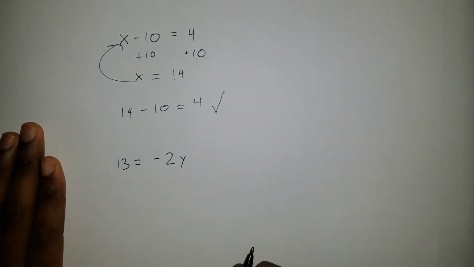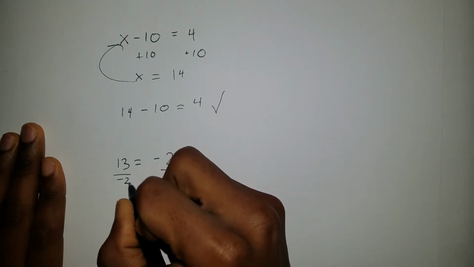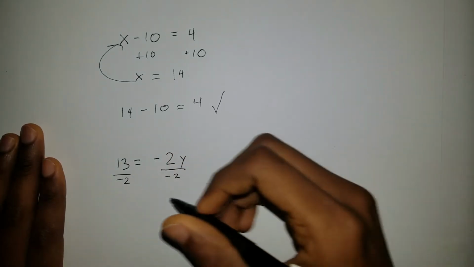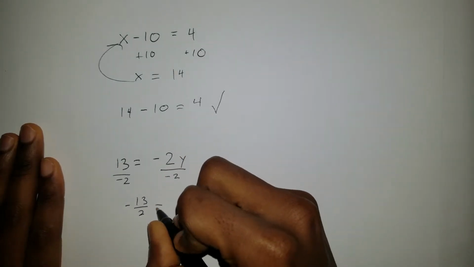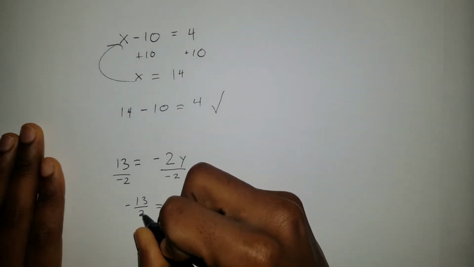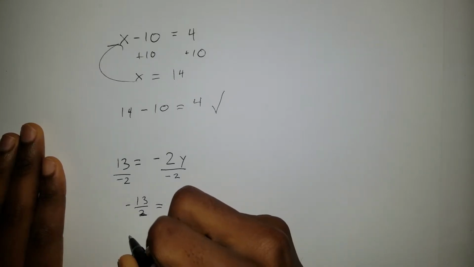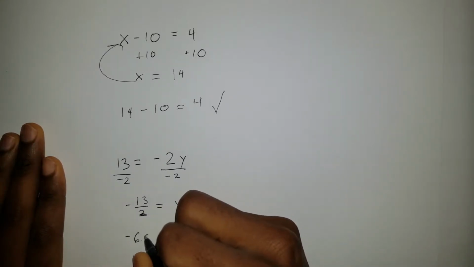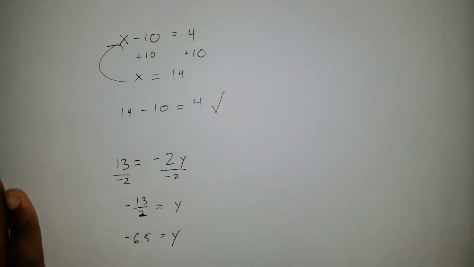Alright. We then divide both sides by negative 2 to isolate the y. So then we get negative 13 over 2 is equal to y. Negative 13 over 2 can also be expressed as negative 6.5, once again equal to y. So that's an example of solving an equation by using addition or subtraction, multiplication or division.